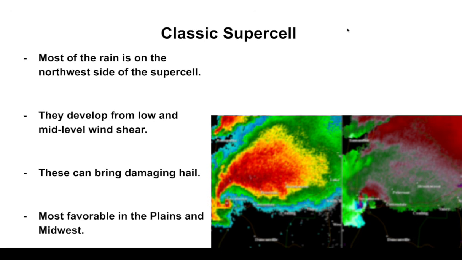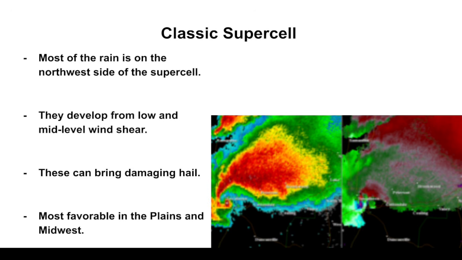Now, a classic supercell is also most favorable in the Plains and Midwest. The Midwest has more frequent classic supercells than low precipitation supercells, but most of the rain will be on the northwest side of the supercell, or the eastern side as well. It's usually a pretty large hail core or rain core that will be in place, but the most likely area for the most damaging wind will likely be more on the southwest or northwest side of the supercell. It depends if there's rotation and all that stuff with it, including a mesocyclone.